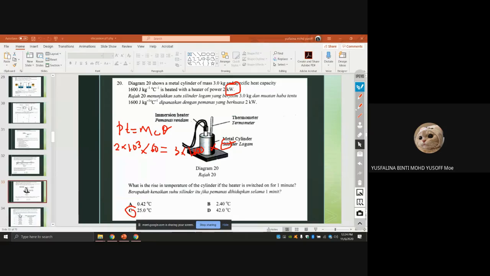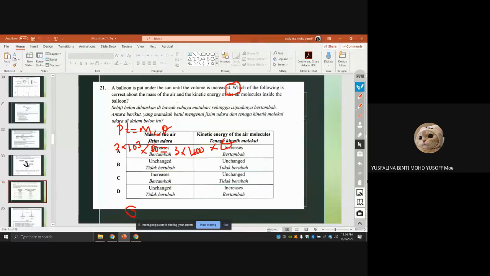Okay, so we move on to the next question. A balloon is put under the sun until the volume is increased. Which of the following is correct about the mass of the air and the kinetic energy? The mass of the air is the same, it's not changing. But the kinetic energy is increasing, because you give heat to the balloon, so the molecules will move faster. The speed of the molecules will increase, so the kinetic energy also increases. So number 21, the answer is D, donkey.